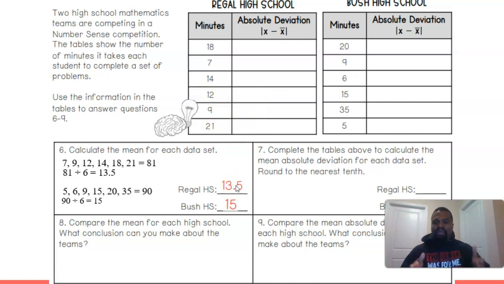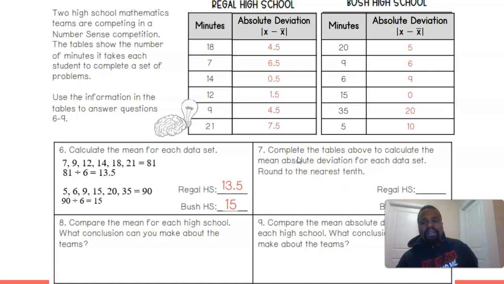And then I just do the absolute value, meaning each one of those is going to be positive. Same thing for Bush High School. All right, 20 minus 15, 9 minus 15, 6 minus 15, 15 minus 15, and so forth. And then once you find the difference, just do the absolute value, meaning all of them are going to be positive. And when I do that, this is what I have.